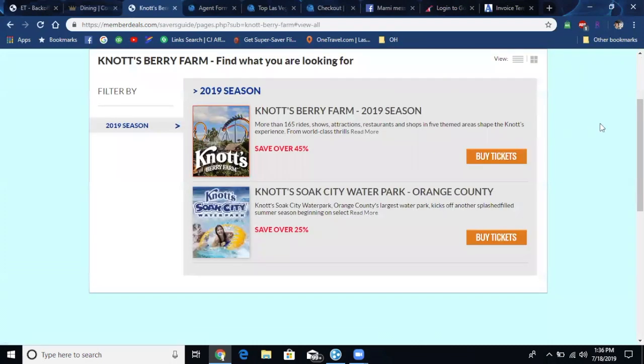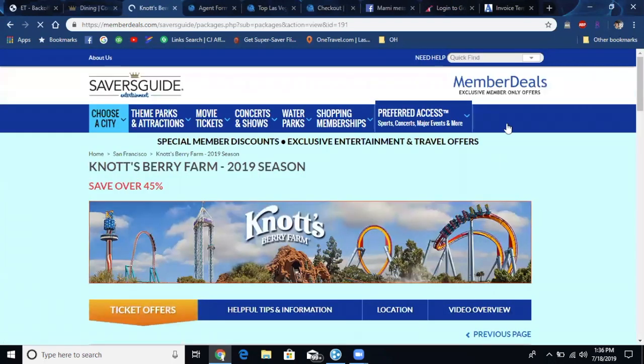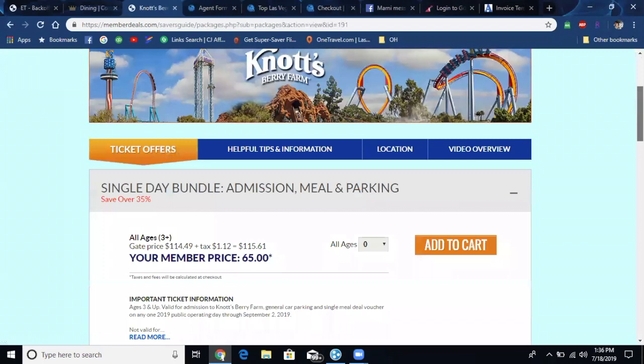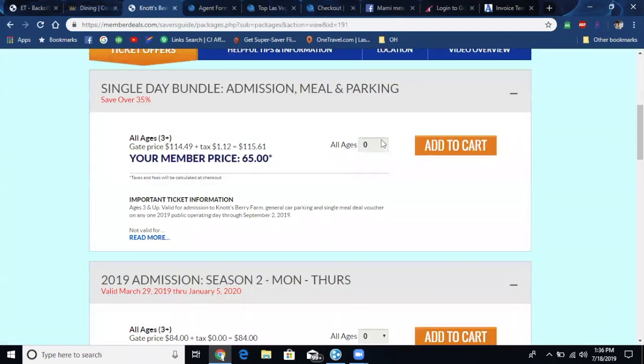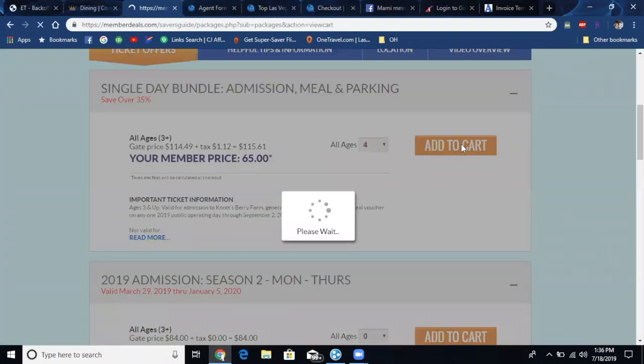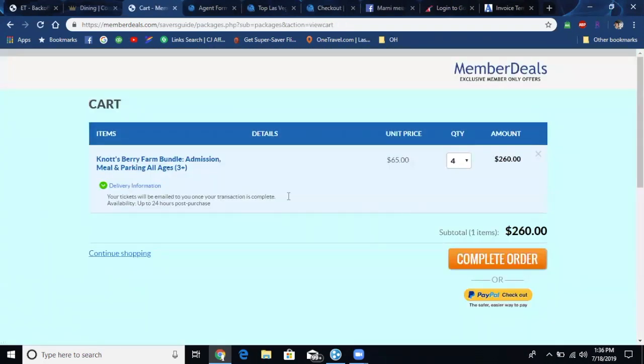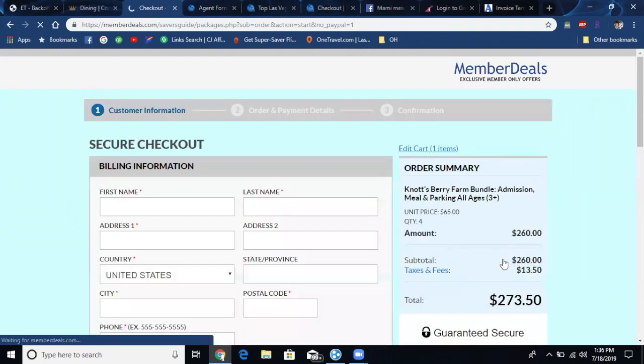Now for this one, I'm not going to compare prices. I'm just going to show you how to do the invoice, but it's the exact same technique, the same way that we did the last one. The only difference is it's Knott's Berry Farm. Let's say we have 4 clients. The normal price is $114. Our member price is $65. You do need the details though. You need all of the details, and all of the details were in the page before that. You have to make sure that you go all the way out to complete the order so that you get the taxes in there and everything.